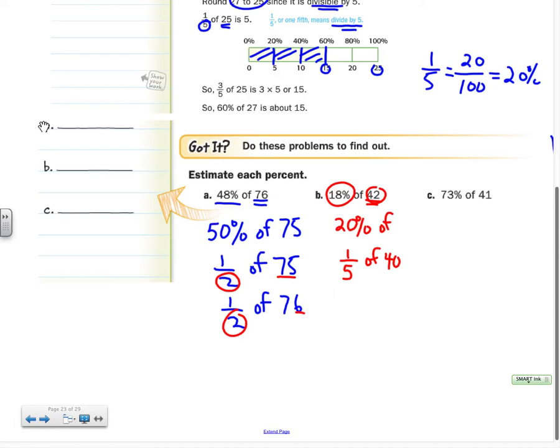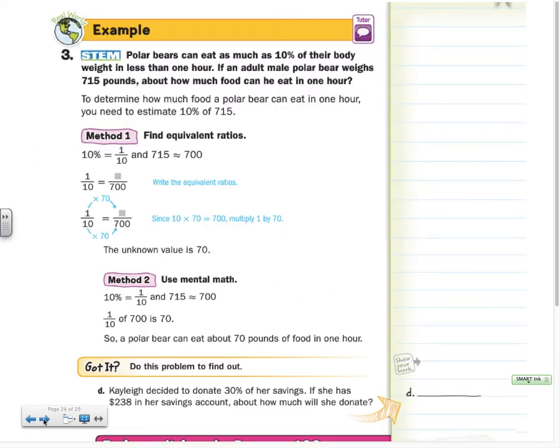Let's go on to the next page and look at a real world problem. Polar bears can eat as much as 10% of their body weight in less than an hour. If an adult male polar bear weighs 715 pounds, the question, and the word about tells us we estimate, is about how much food can he eat in 1 hour. To determine this, you need to estimate. This is the problem. What is 10% of 715?